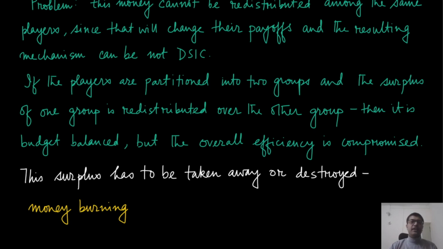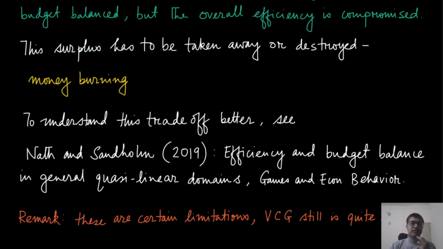So what finally happens if you want to run one single mechanism is that you take this surplus, and you cannot give it back to these players. So for this set of players, that amount of money is in some sense being destroyed. This problem is known as the money burning problem. And this is one significant criticism of VCG. Even though it satisfies those properties, it can sometimes lead to a lot of money burning. So there is a trade-off.